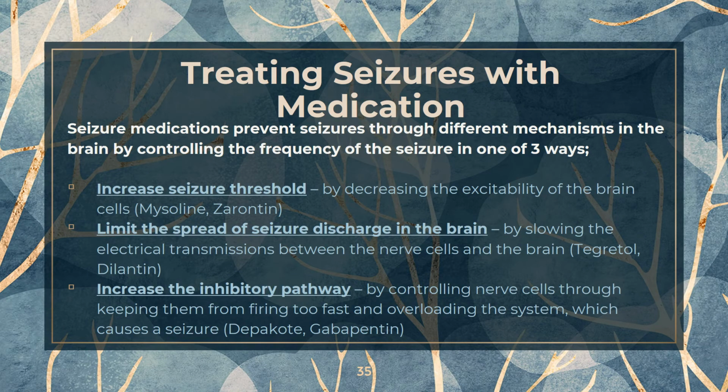The medications used to treat seizures control the frequency of seizures in one of three ways: through increasing the seizure threshold by decreasing the excitability of the brain cells. Medications used are Mysoline and Zarontin. Through limiting the spread of seizure discharge in the brain by slowing the electrical transmissions between nerve cells in the brain. Medications used are Tegretol and Dilantin. And through increasing the inhibitory pathway by controlling nerve cells through keeping them from firing too fast and overloading the system, which causes a seizure. Medications used are Depakote and gabapentin.